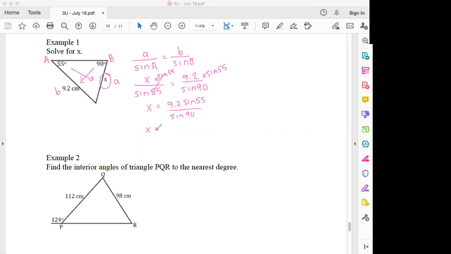You can use this for right angle triangles, it's just a lot easier with trig ratios. That's why there is a 90 there. So 9.2 times sine of 55 gives us 7.5, and sine of 90 is 1. So our side length there is 7.5 centimeters. This is the answer for this one. Wow, that was an awful arrow.